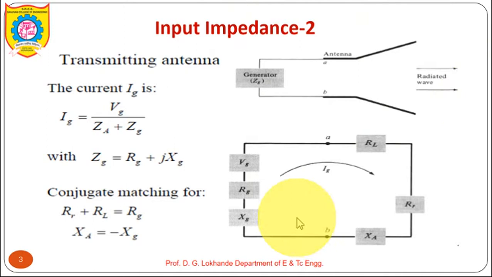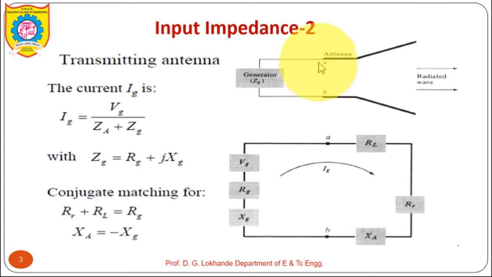So this is the arrangement of the antenna, where at points A and B the generator is connected, and the antenna is also available there, and the radiated waves are available from the antenna itself. For the transmitting antenna, in the equivalent circuit, Vg is the generator, Rg is the generator resistance, Xg is the generator reactance, RL is the loss resistance, RR is the radiation resistance, and XA is the reactance of the antenna.